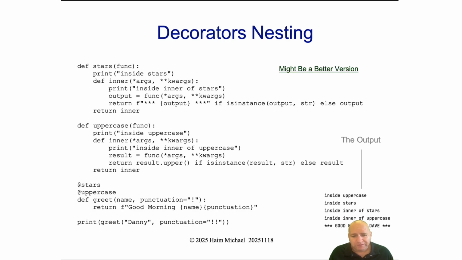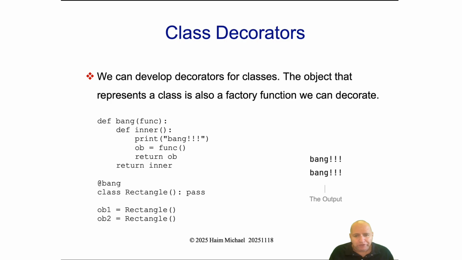Well, this is the same code sample, but maybe a bit better, because I'm using here the args, kwargs technique, or let's say pattern, which is a highly recommended pattern to use when you define functions. Now, you can also develop decorators to decorate classes. Here in this code sample, we have a class, its name is rectangle, and we decorate it with the decorator bang. And the result is that whenever rectangle is instantiated, we get bang printed out to the console.